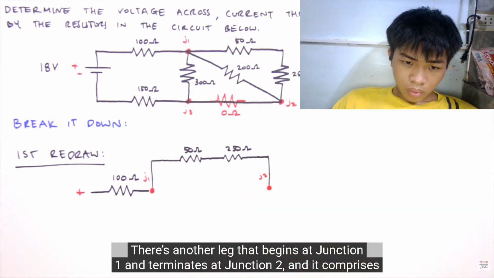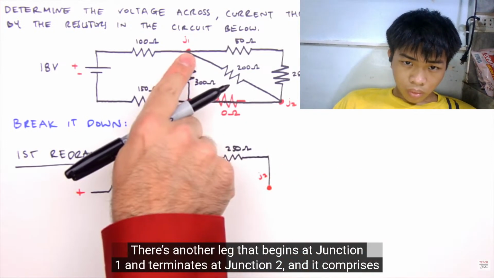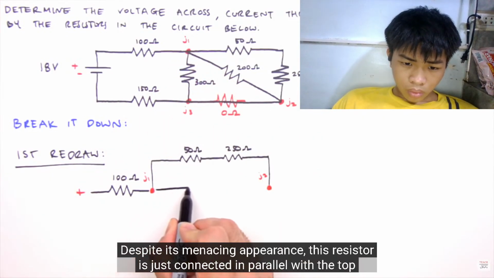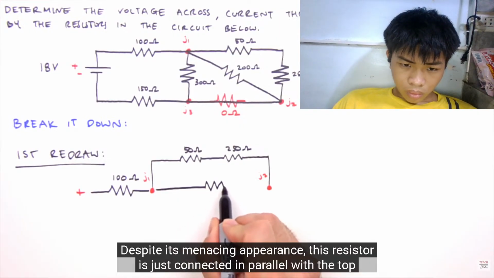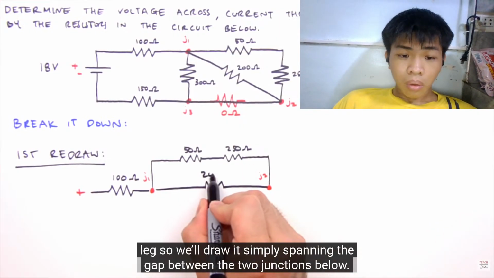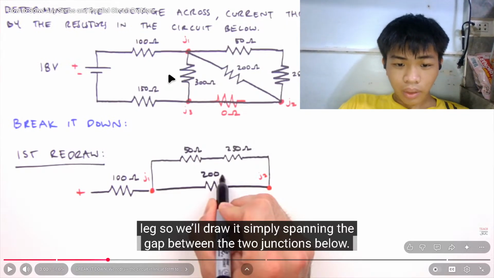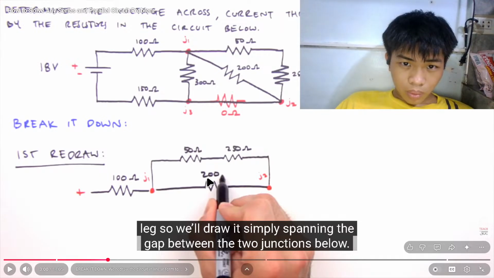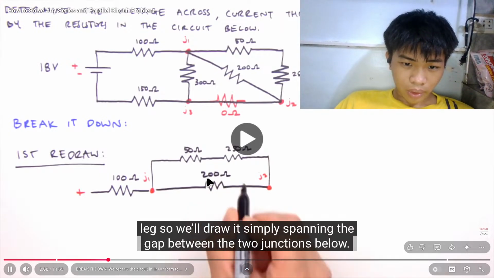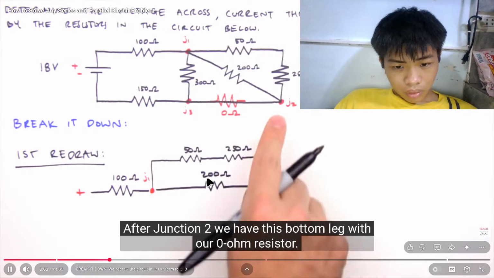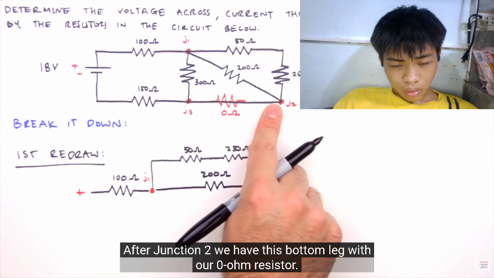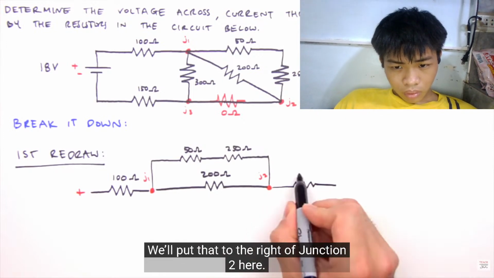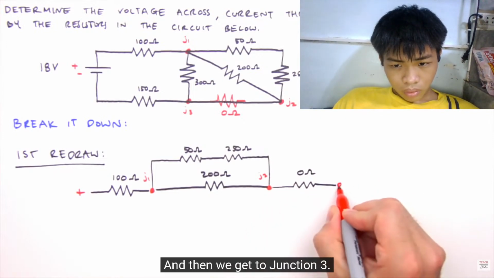There's another leg that begins at junction 1 and terminates at junction 2, and it comprises this devilish diagonal resistor. Despite its menacing appearance, this resistor is just connected in parallel with the top leg, so we'll draw it simply 300 ohms, then 200 ohms, spanning the gap between the two junctions below. After junction 2, we have this bottom leg with our 0 ohm resistor. We'll put that to the right of junction 2 here. And then we get to junction 3.